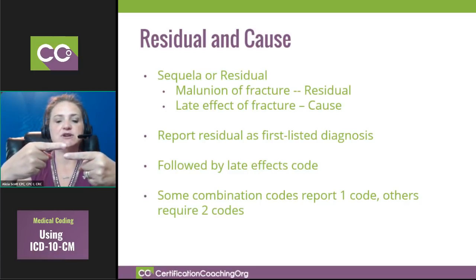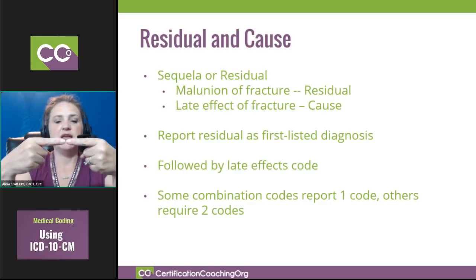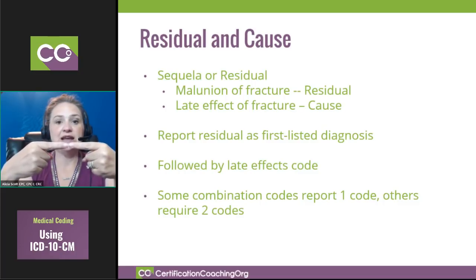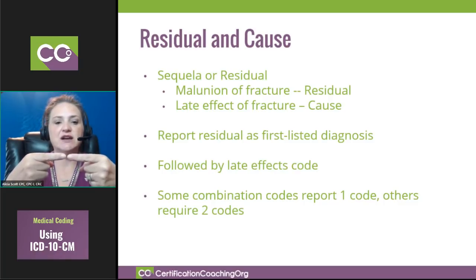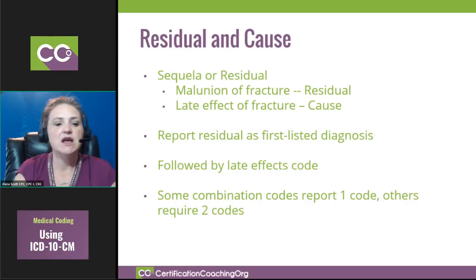Okay, let's describe what a malunion of a fracture is. Malunion of a fracture is a person that has a fracture like this. They put it together like this, all right? And it's still separated, so it's going to heal in between. But if it's not healing, if it's not uniting, it's a malunion, right? And that's a residual effect of the fracture. What is the cause? The late effect of the fracture. It's a late effect of the malunion.